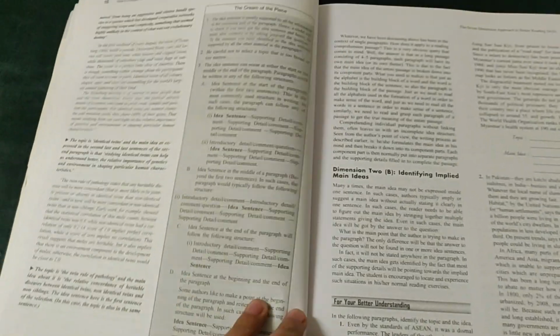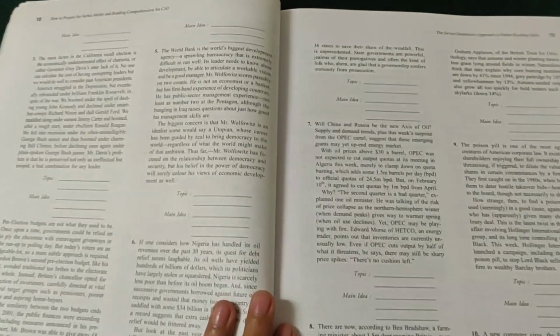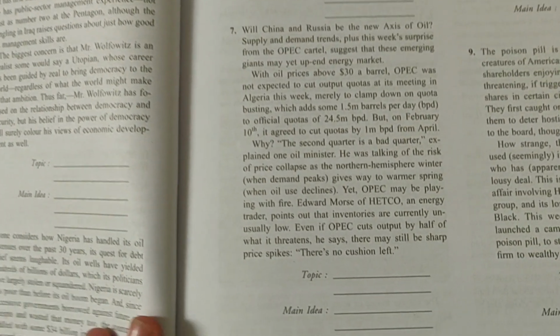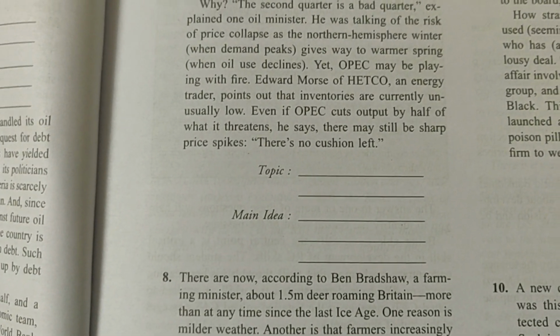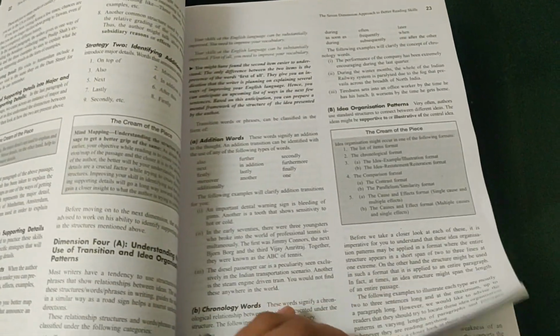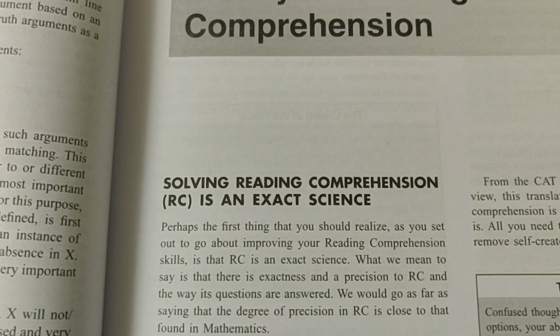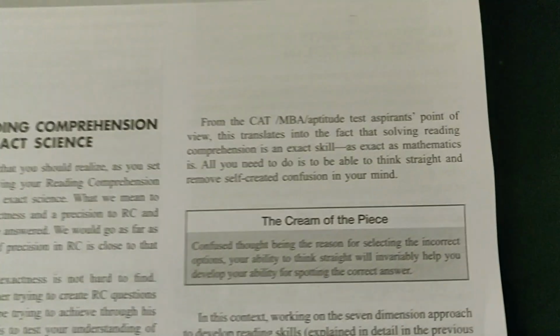And trust me, this is not an endorsed video. I'm only saying this because I've used this book personally. So if you go through this, you'll be able to see how the author explains how different kinds of reading passages are structured. In the second part of this theory portion, the author has talked about the 7 dimensions of reading and how you can improve your reading speed. And in the third part, he talks about the theory of reading comprehensions. So basically, how you can improve your comprehension ability when it comes to reading comprehensions.